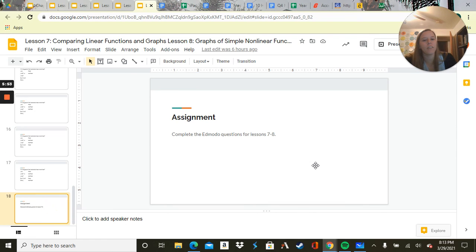So that's it for your lesson. Again, the majority of it will be, well, is this function linear or nonlinear? Please ask questions if you have them. Do your best on the assignment and have a wonderful day.